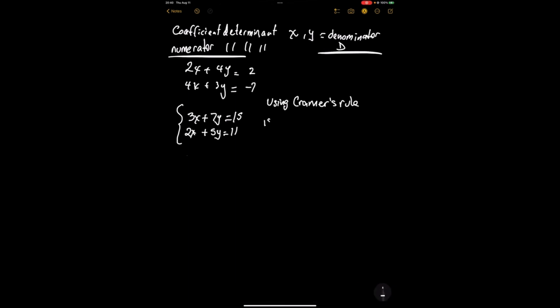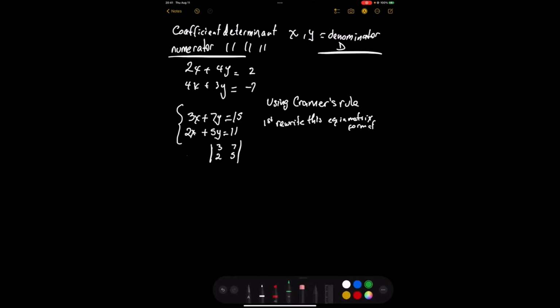So first, rewrite this equation in matrix format. What that means is I'm not going to care about the x's and the y's and just use the coefficients of x and y. So this basically is a 2x2 matrix. So it's going to be 3, 2, 7, 5.